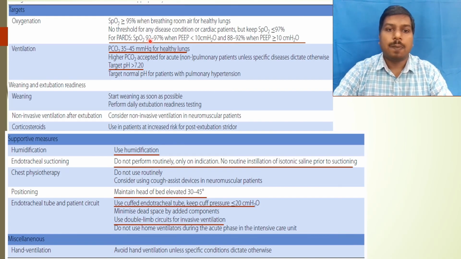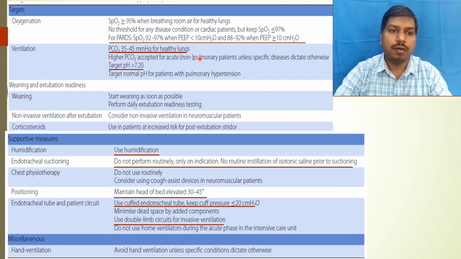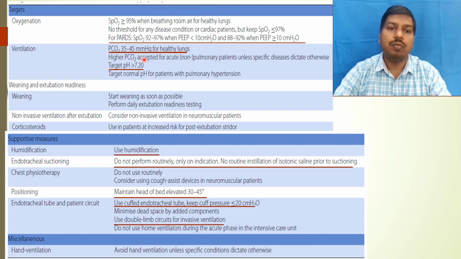Oxygenation is targeted to get an oxygen saturation of 90 to 97% in patients in ARDS with a PEEP of less than 10 centimeters, and 88 to 92% when the PEEP is more than 10 centimeters of water. And ventilation should be adjusted to have a PaCO2 between 35 to 45 millimeters of mercury, and the pH should be more than 7.2. And they recommend the use of humidification for the pediatric age group also.